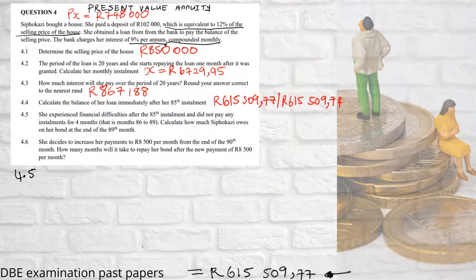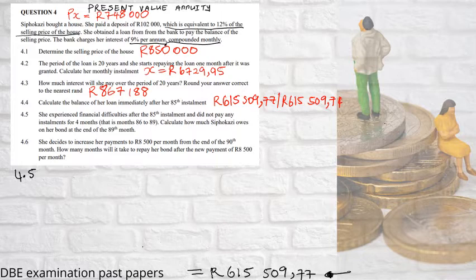Okay, let's now look at question 4.5. They said she experienced financial difficulties after the 85th installment and did not pay any installment for 4 months, that is months 86 to 89. Calculate how much Sipokazi owes on her bond at the end of the 89th month, right? So what happens is that after making 85 payments, she experienced financial difficulties for 4 months.